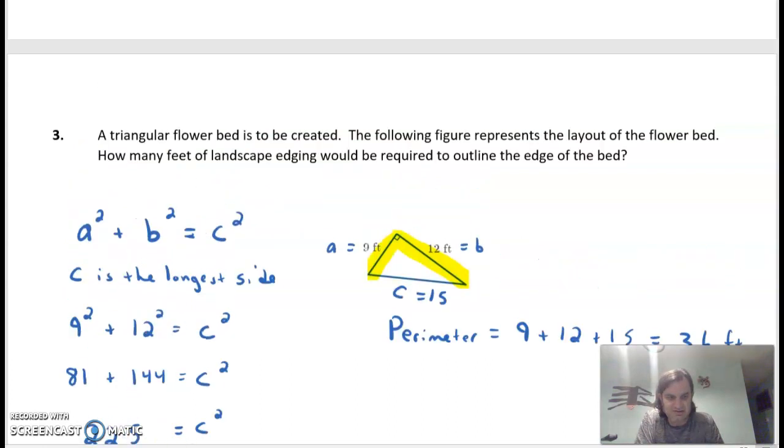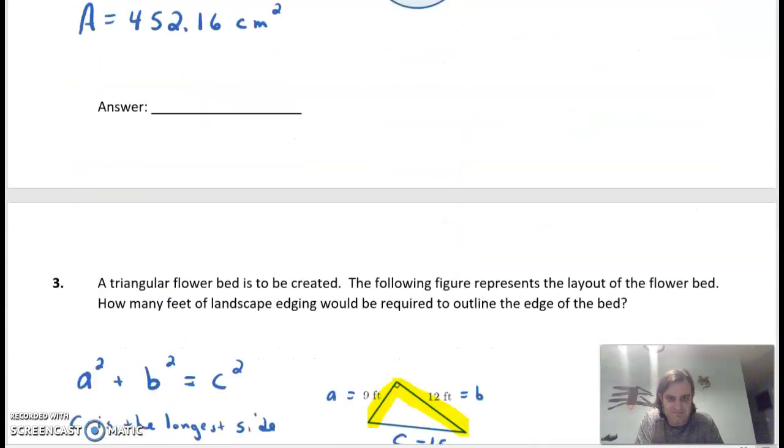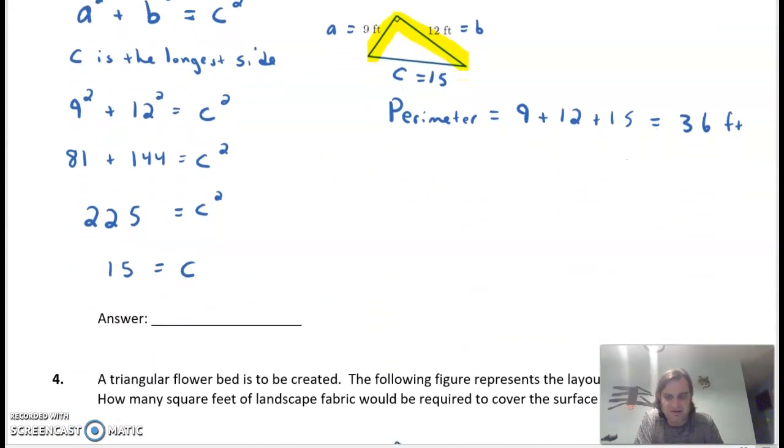Let me go back and look at something real quick. Okay, sorry. I was curious about my spelling in a previous problem.